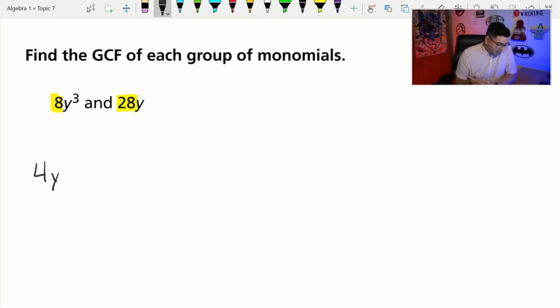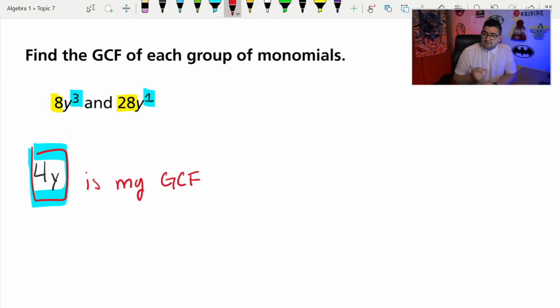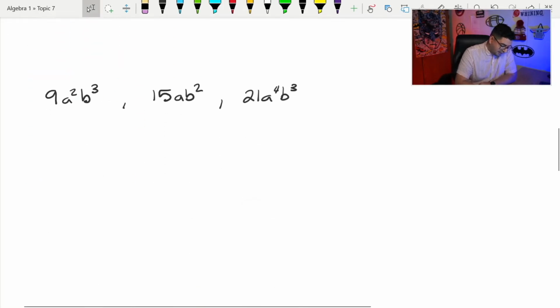So they both have a y, but this is a y raised to the power of 1. Between 3 and 1, one of them has y raised to the power of 3, one of them has y raised to the power of 1. Because 1 is the smallest, I know that my greatest common factor can only have one y, okay? So that would actually mean that 4y is the greatest common factor for this problem. So 4y is my greatest common factor. Let's go ahead and look at one that's a little bit more complicated.